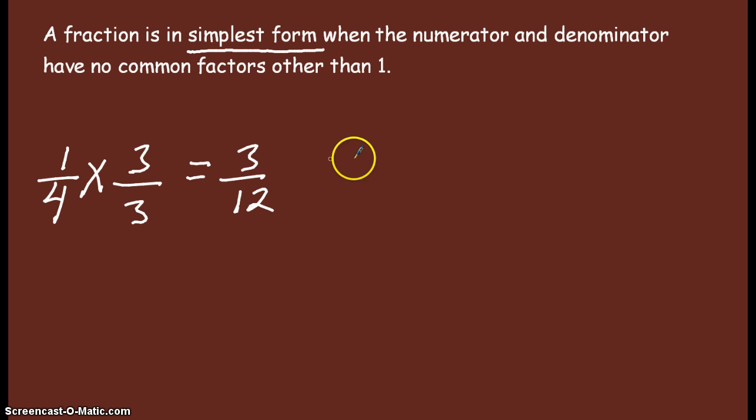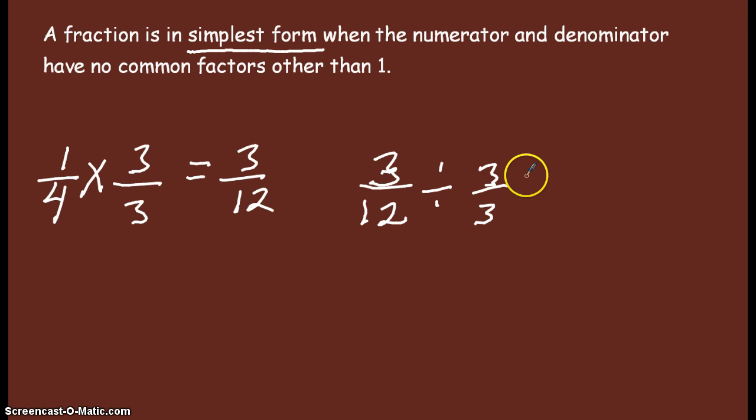For instance, I'll take that same 3/12 that we have here, and I'll divide it by 3/3. And when we do that, 3 divided by 3 equals 1. 12 divided by 3 equals 4. And we're back to simplest form.